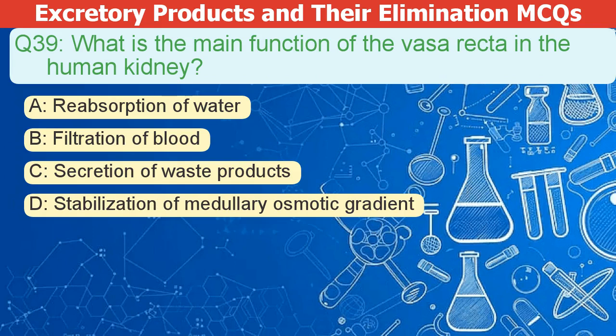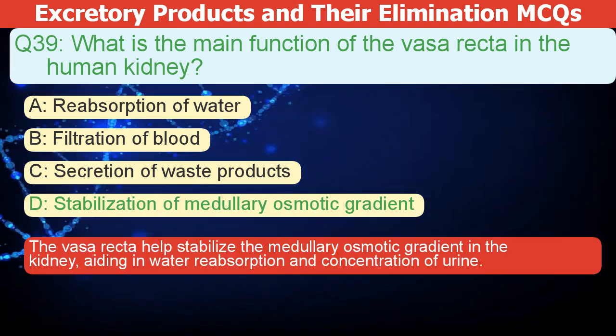What is the main function of the vasa recta in the human kidney? A. Reabsorption of water. B. Filtration of blood. C. Secretion of waste products. D. Stabilization of medullary osmotic gradient. The correct answer is D. The vasa recta helps stabilize the medullary osmotic gradient in the kidney, aiding in water reabsorption and urine concentration.